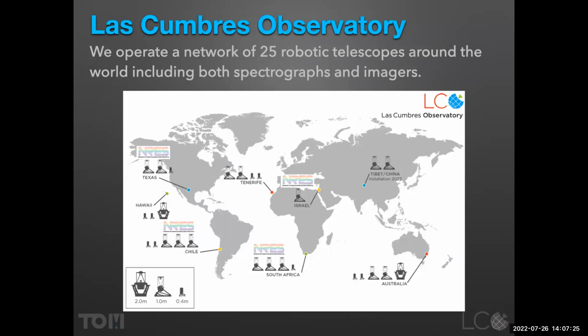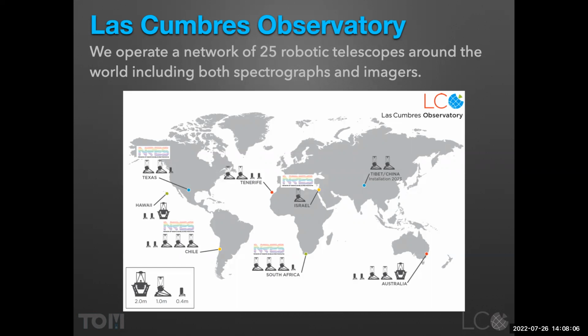And the reason that we've had to produce these has been Las Cumbres Observatory. Many of you may not know what Las Cumbres Observatory is, so I'll give you the standard slide with the standard map. Las Cumbres Observatory is a network of telescopes around the globe. We operate 25 robotic telescopes, typically smaller apertures, ranging from 40 centimeters up to 2 meters. We have imagers on almost all of our telescopes, 2 low-resolution spectrographs called Floyds, and 4 high-resolution spectrographs, mostly used for exoplanets, called NRES.